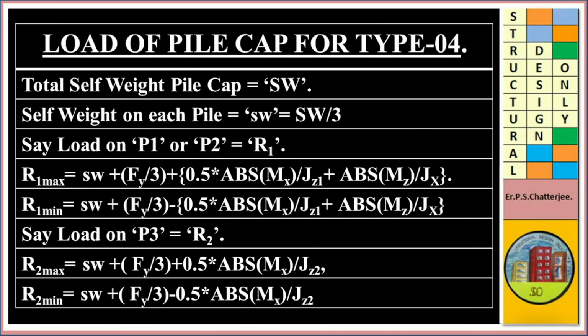Say load on P3 is equal to R2. R2 max is equal to sw plus Fy by 3 plus 0.5 absolute Mx by Jz2. R2 minimum is equal to sw plus Fy by 3 minus 0.5 absolute Mx by Jz2.